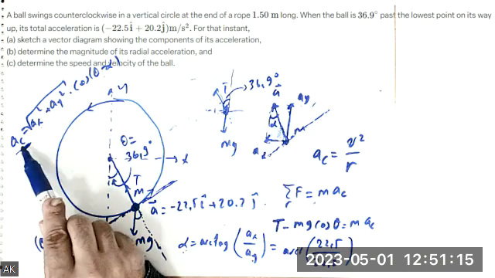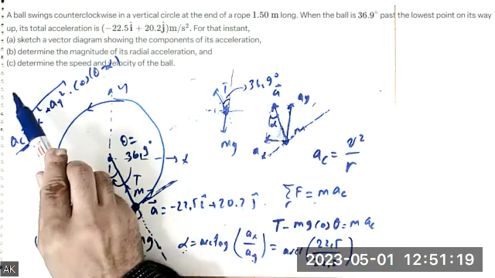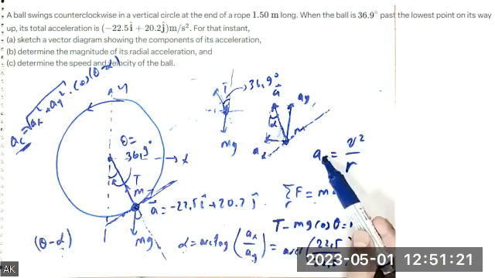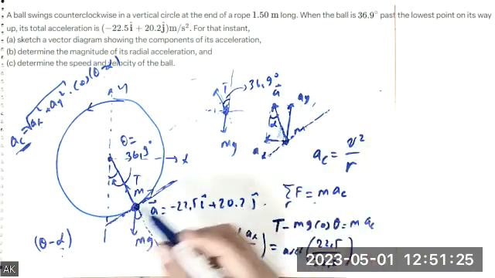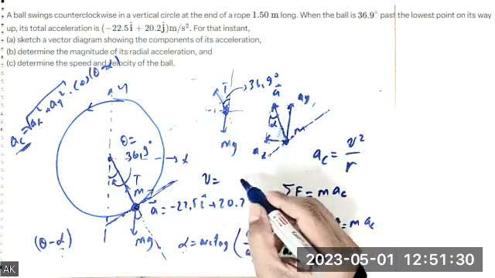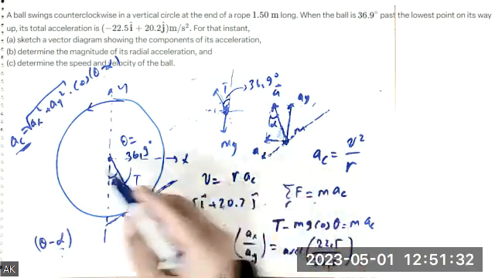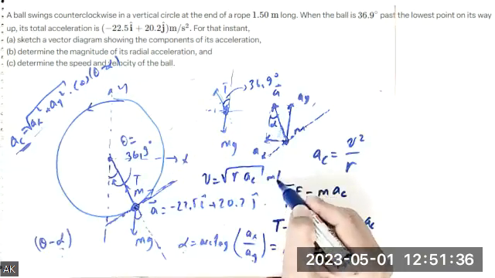Of course, after finding the radial acceleration, finding the velocity for part C is easy, because you know R is 1.5, given in the problem. V is going to be the square root of R times AC, with AC being the value you calculated from here, in meters per second.